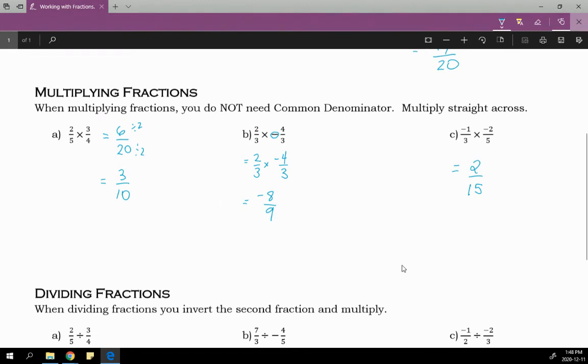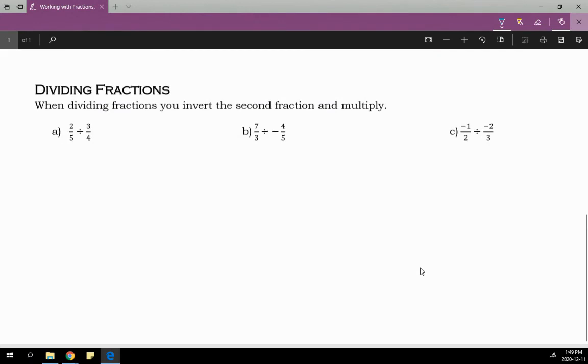Okay, now dividing is also simple. All you have to do is flip your second fraction and multiply. So for our first example, we have 2 over 5 divided by 3 over 4. So we're going to rewrite this 2 over 5 times, and we're going to flip this fraction. So instead of it being 3 over 4, it's going to be 4 over 3.